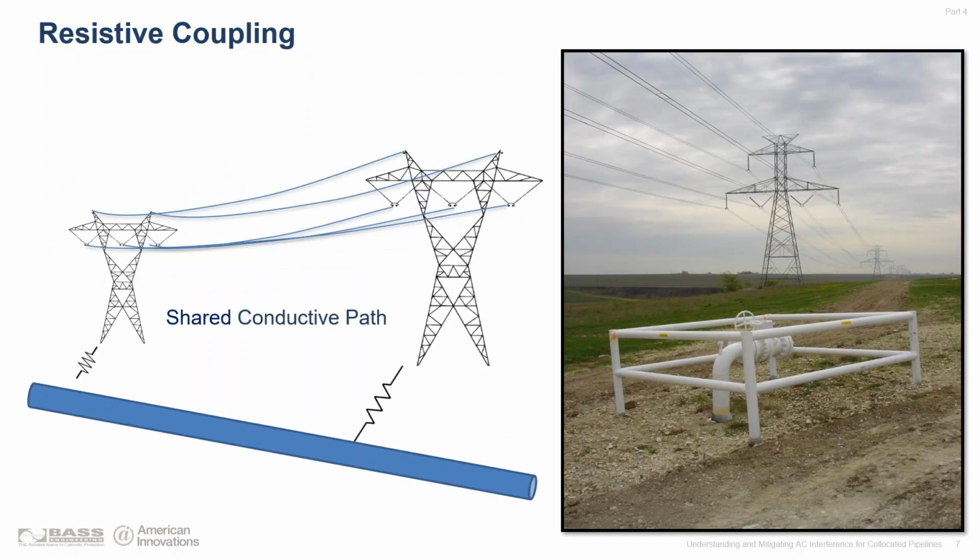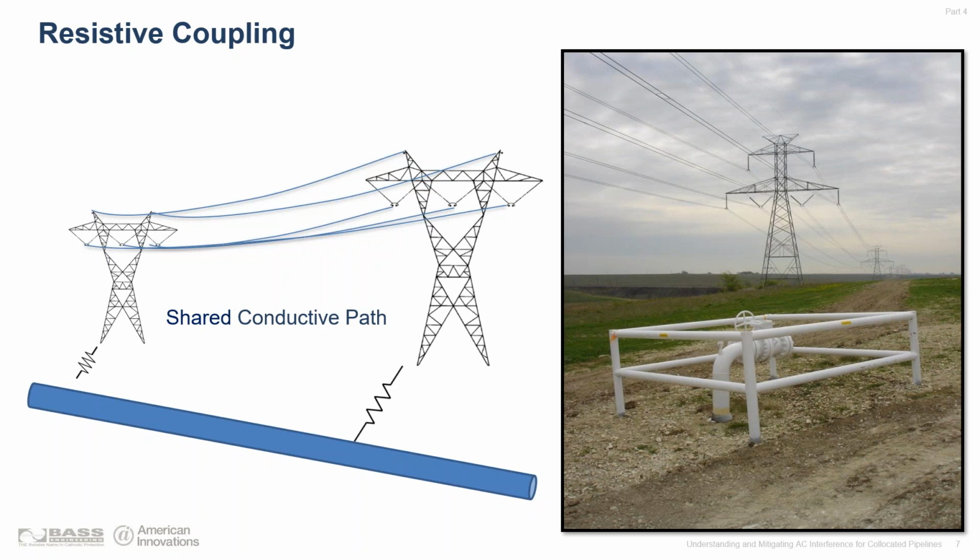Once you bury that pipeline, your risk of capacitive coupling goes away. But now you introduce a scenario for a couple of other problems, one of which is resistive coupling. So the pipeline is going to share a conductive path to the grounding systems of high voltage AC lines.